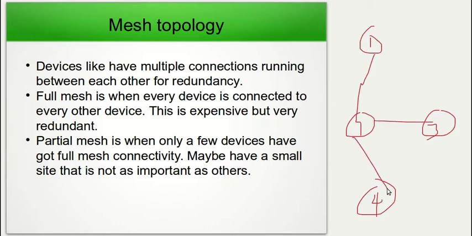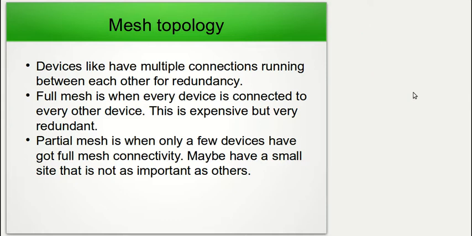What we could do is have a full mesh between site 2, site 3 and site 4, because loads of data is going to be flowing between those sites. But with site 1 we can have a single connection, because if site 1 goes down, it doesn't really matter, because it won't really affect our network connectivity and our business in a big way.